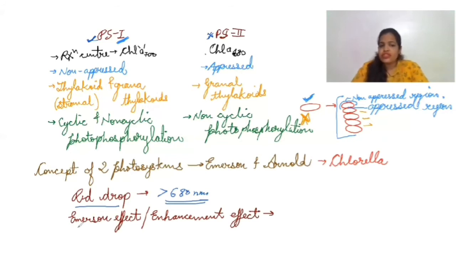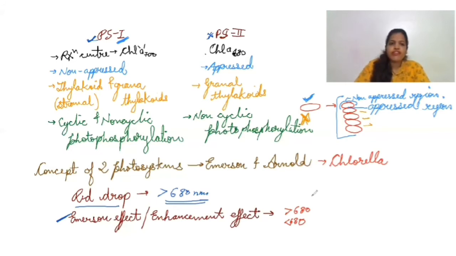Coming to the second concept, the immersion effect, they said that when we use wavelength of light both above 680 nanometer and below 680 nanometer, we get to see a huge increase in the production, in the productivity of the plants. This huge increase, enhancement, is known as immersion effect or enhancement effect. It is because both the photosystems are active.